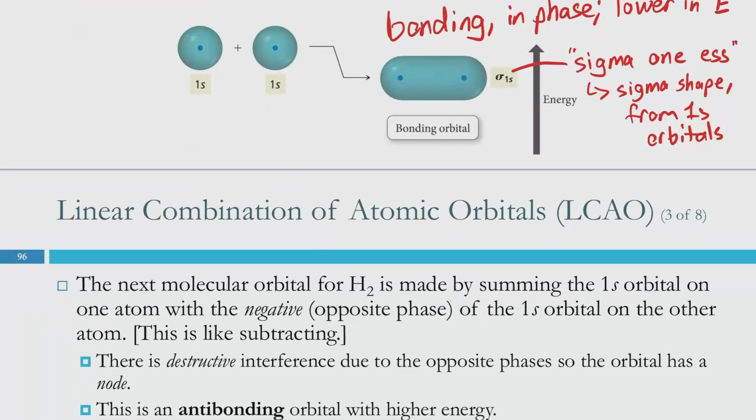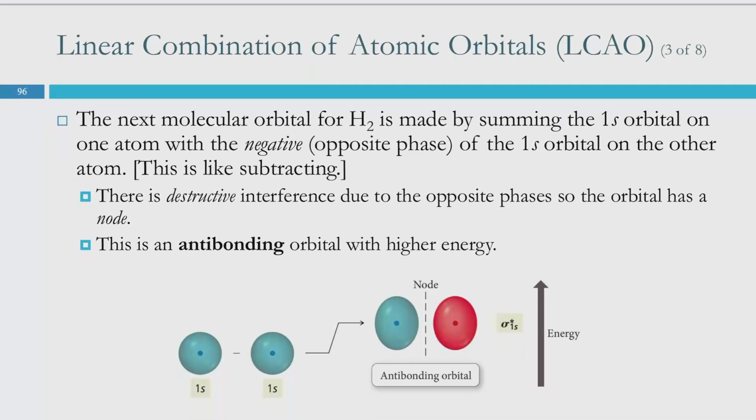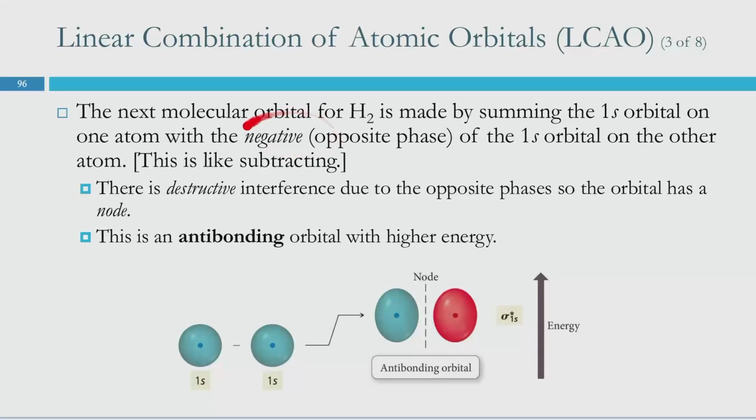Now something new is we also have to get another molecular orbital out. So we're putting 2 atomic orbitals in. We have to get 2 molecular orbitals out. The first one that we got was that sigma 1s. The other one that we get is if one of the orbitals is in the opposite phase. And so we subtract. It's negative. So this is a destructive interference pattern because they're out of sync.